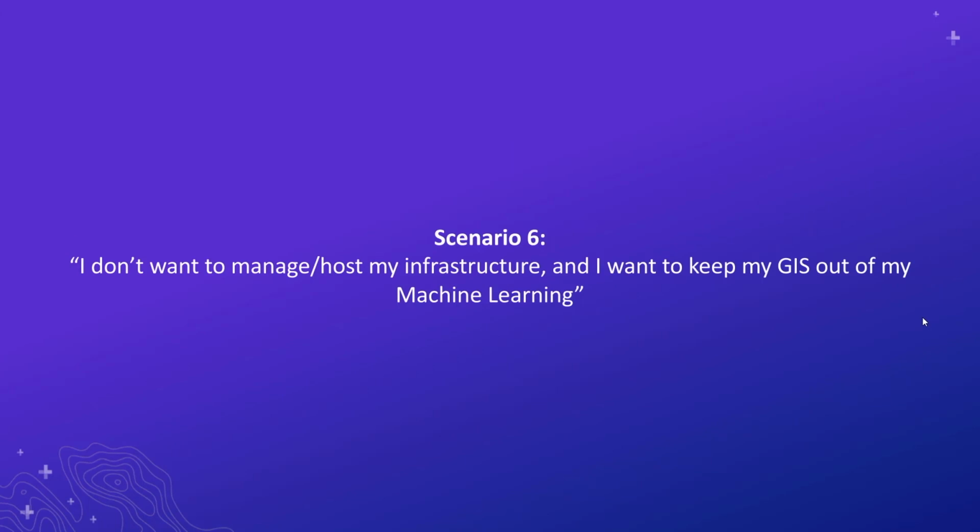This scenario doesn't necessarily represent scaling up relative to the others. It's more of a wild card that doesn't really fit in anywhere else. In some cases, you may have reasons to keep your machine learning and your GIS platforms completely separate. So in scenario 6, I don't want to manage or host my infrastructure, and I want to keep my GIS out of my machine learning. This might be because the machine learning portion of your project doesn't actually use GIS data. Maybe it's text or audio, and you need to run your models on these before you can bring the results into the GIS platform.